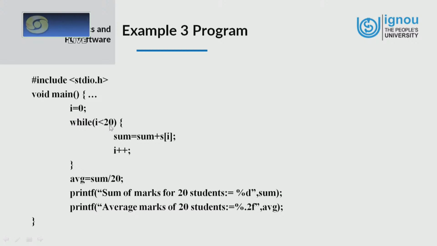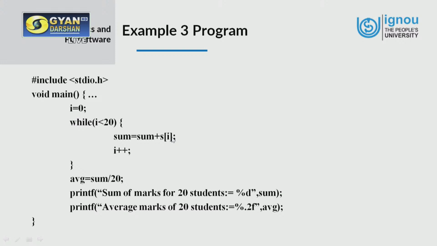And while I is less than 20, right? That means 0 till 19, sum equals sum plus S[I]. So first S0 will be added, right? Then I will be incremented, same as a for loop. Okay. Then I becomes 1, sum plus S1, then I becomes 2, that is sum equals sum plus S2. So sum is basically getting all the values.